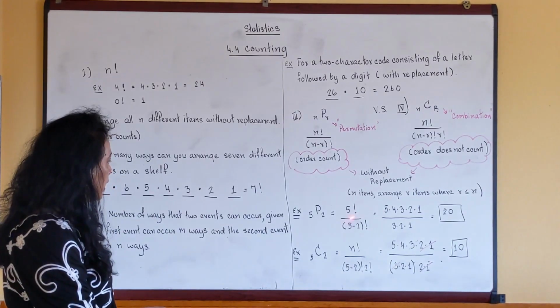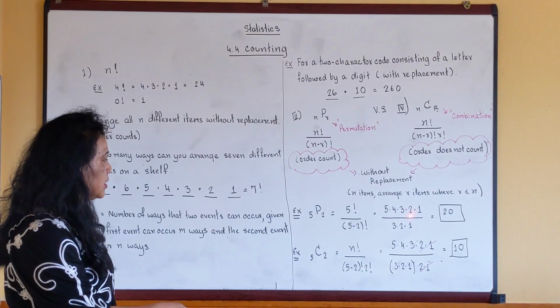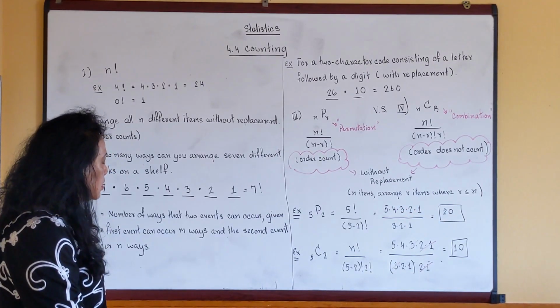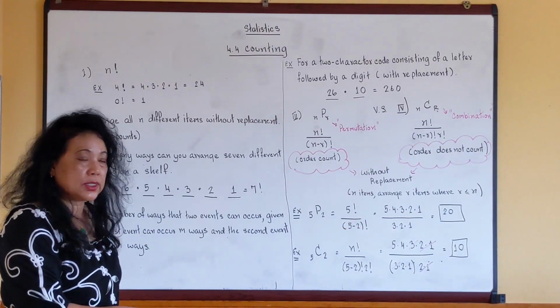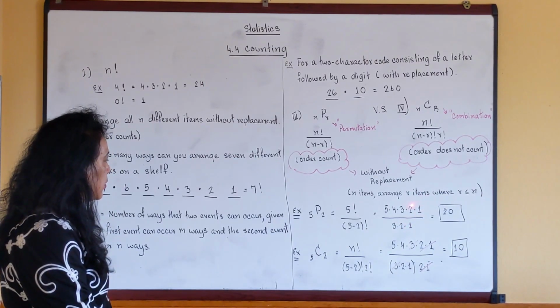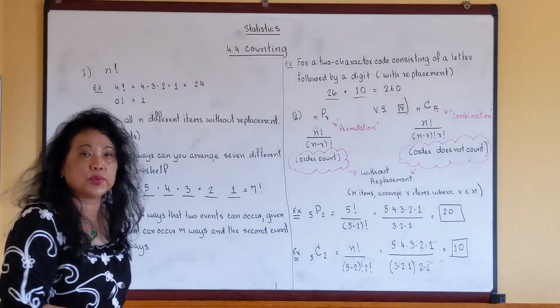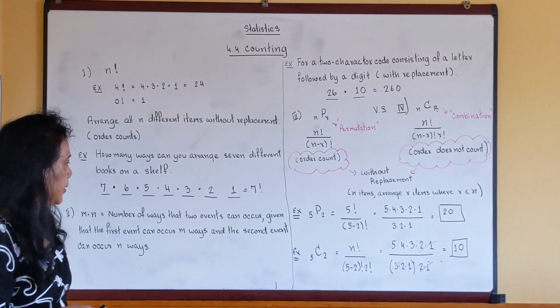If you don't have a calculator, you can expand it out. 5 factorial is just 5 times 4 times 3 times 2 times 1. On the denominator, 5 minus 2 is 3, which is 3 factorial, 3 times 2 times 1. Then you can cancel the 3, 2, 1 top and bottom, and you end up with 20. Or you can use the calculator.